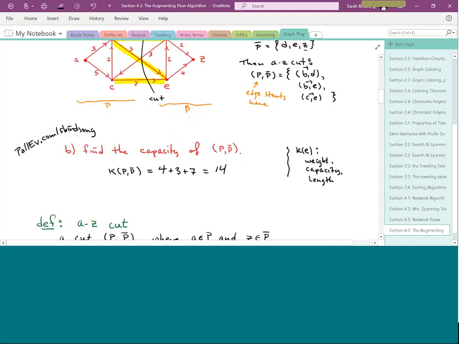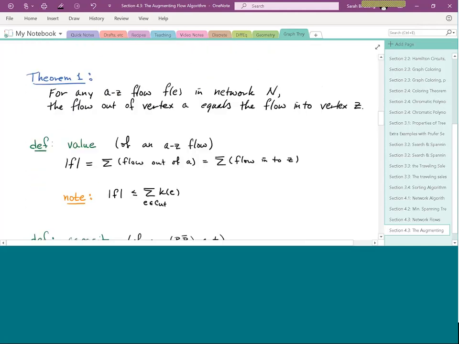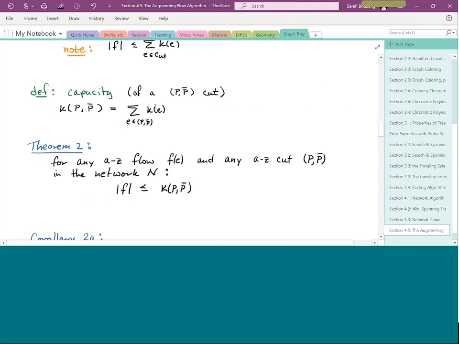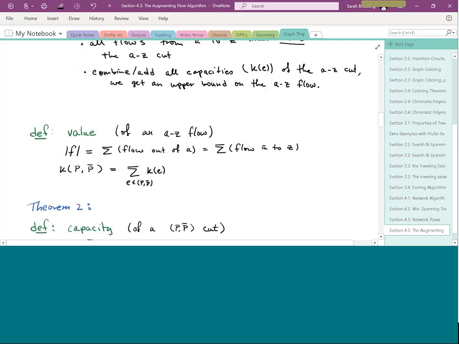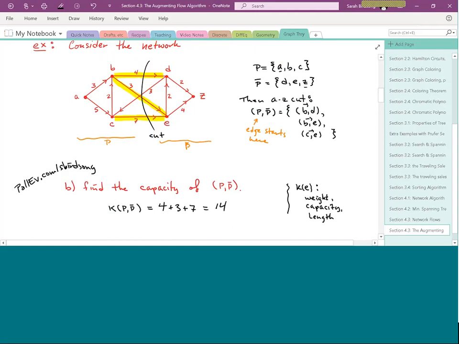Now, in terms of the next thing, where were we? We saw capacity, which was just the sum of all the little capacities on each edge in your cut. We saw our upper bound formula that said any capacity across any AZ cut was larger than or equal to the value of your flow. And the corollary to this particular theorem, and I only did part A of it because that's the only one that we're going to need, deals with what's going on when you have this AZ flow and AZ cut. To go back, the question wanted to know why we didn't select this edge. That was because it was going in the wrong direction. So remember, this edge DC was not part of the cut because D didn't start in our set P here.